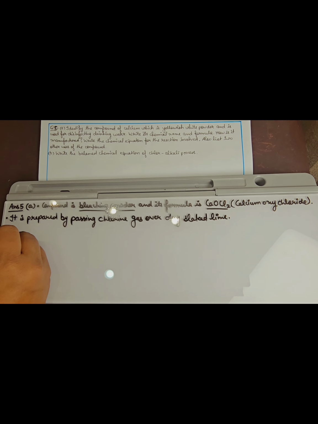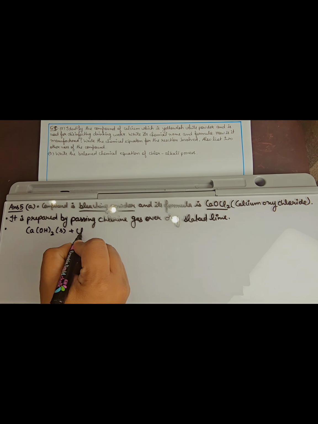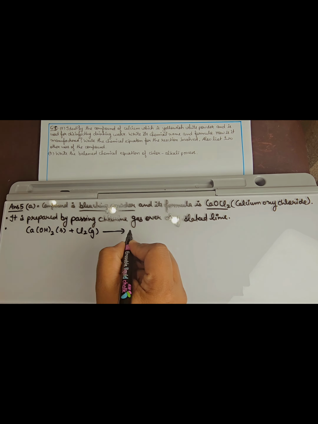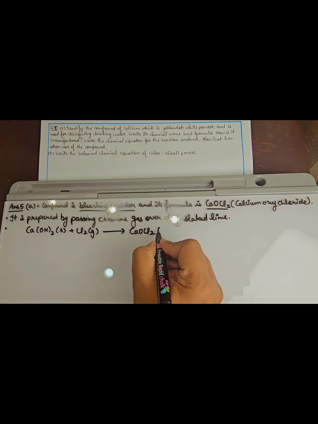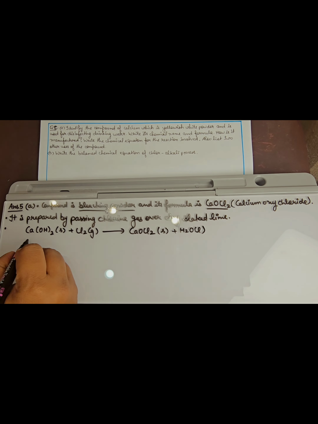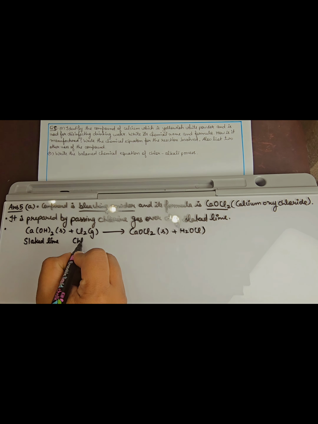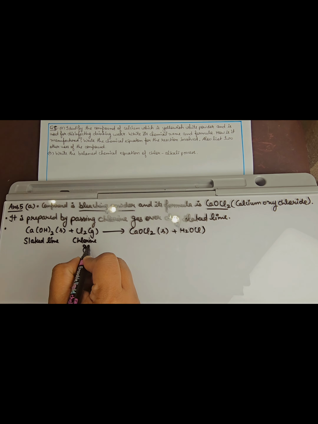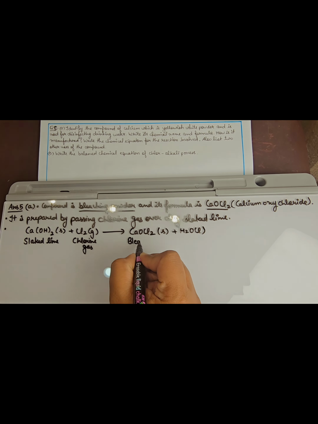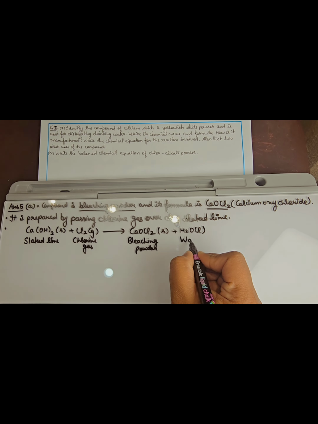Next they are saying, write the chemical equation for the reaction involved. So we have to write its equation. The equation is slaked lime, which is calcium hydroxide Ca(OH)2, a solid. You will pass chlorine gas over this. You will get calcium oxychloride, which is a solid, along with water, which is a liquid. Okay, so you can write the names of all things. This is slaked lime, this is chlorine gas, this is bleaching powder, and the last is water.